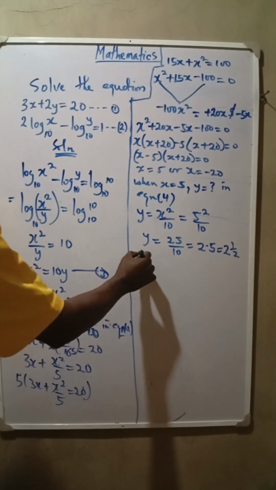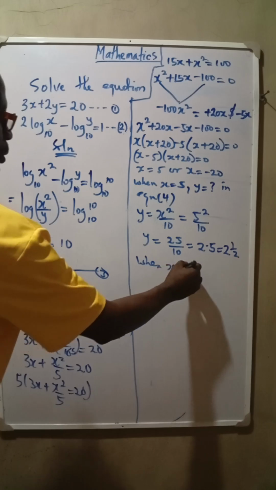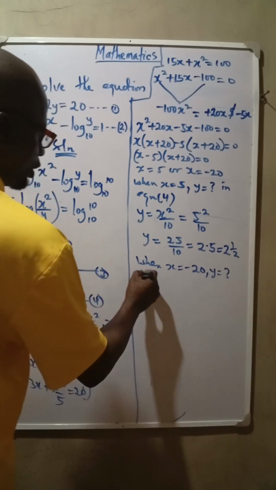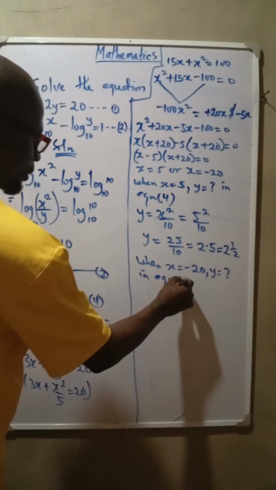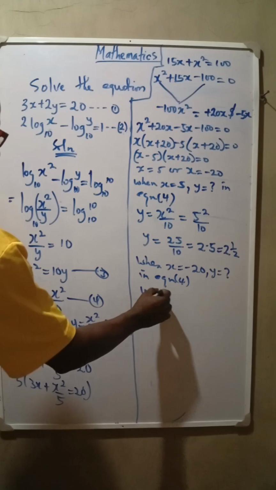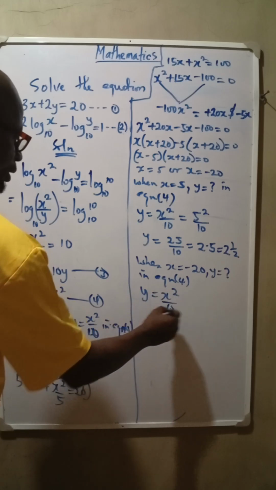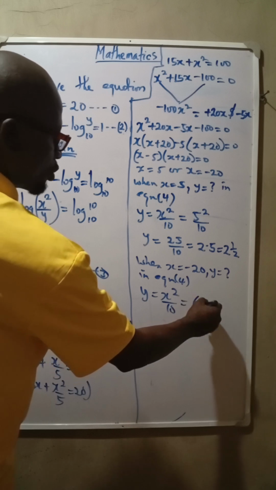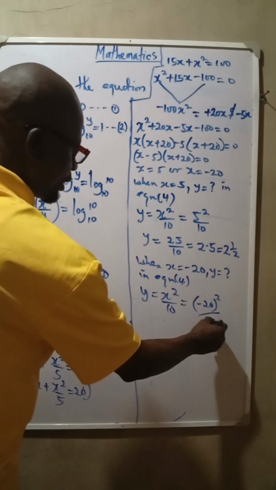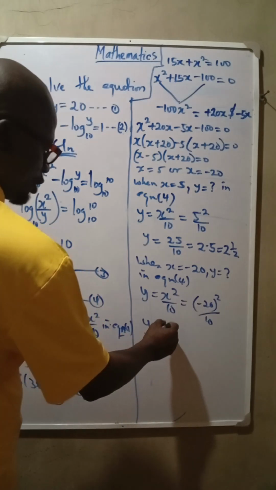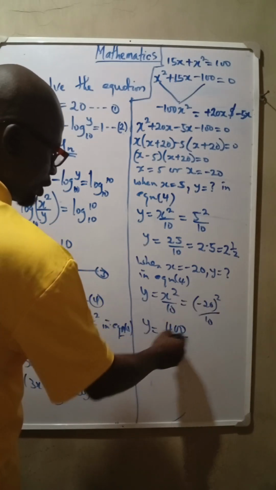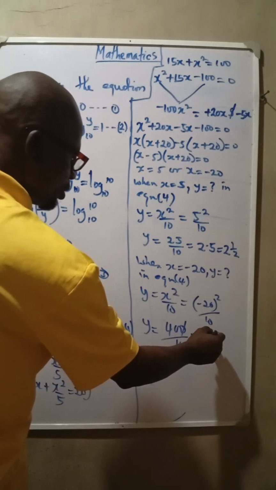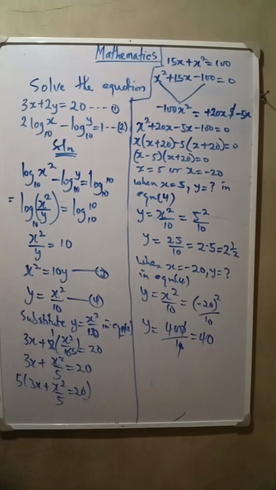So that is that. So when x is equal to minus 20, we want to look for y in equation 4 again. So equation 4 is still y is equal to x squared over 10. So what is y here? It is minus 20 squared over 10. So minus 20 squared is going to give us 400 over 10. So this will cancel, meaning that y is equal to 40. So that is how we solve this problem.